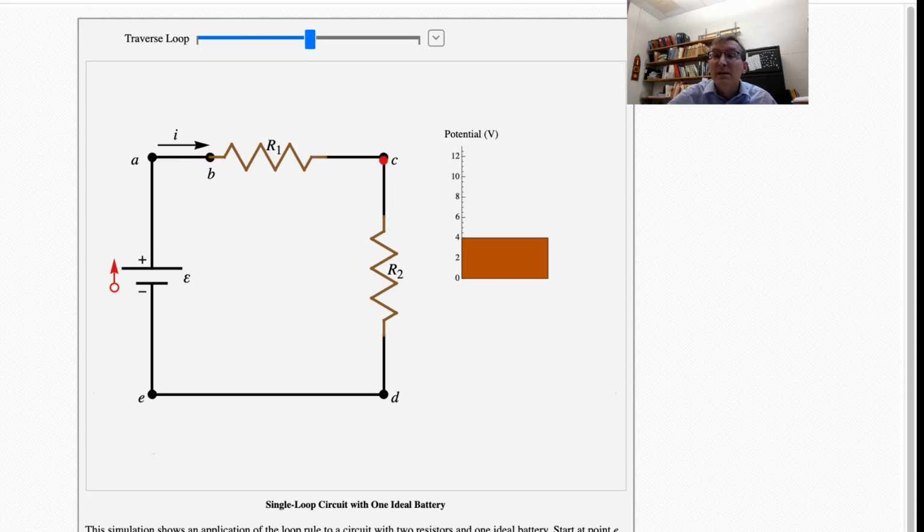Now we're going to go from C to D through resistance R2. So far, nothing. Then, okay, look at that. What's the potential read? 0 on the bar chart. What was it before R2? 4 volts. So we had a drop of 4 volts. Now I'm going from D to E just through wire. Nothing happens. And when I get back to E, I'm at the same potential, therefore the same energy that I started from.